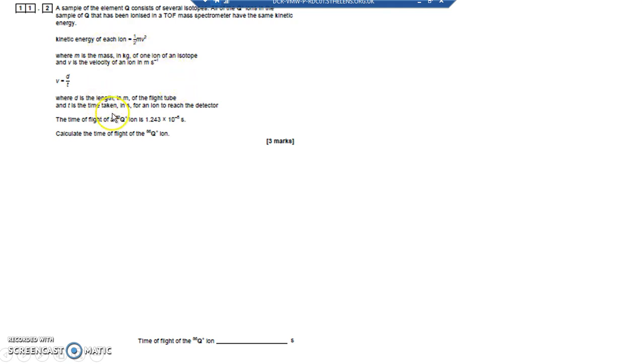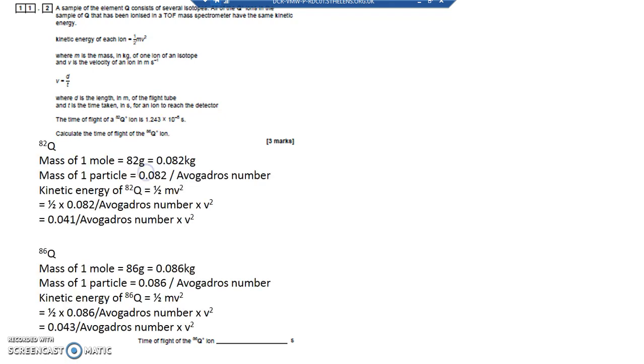So let's have a look. We've got 82Q and we've got 86Q. They're both charged plus because they've both been ionized, turned into ions by removing an electron using something called an electron gun. So the mass of 1 mole of 82Q is 82 grams. Divide by 1,000 to turn grams into kilograms. So we're going from a small unit up to a larger unit, divide by 1,000.